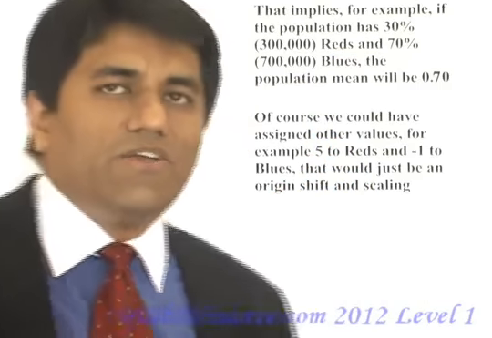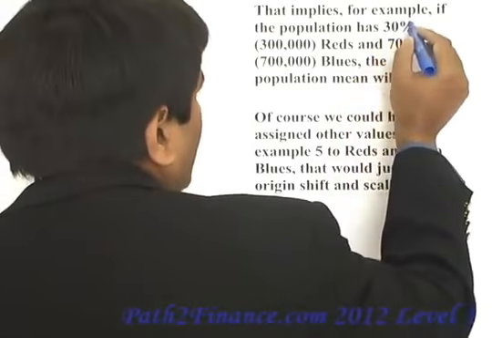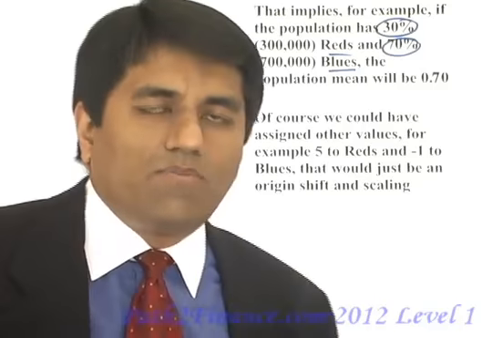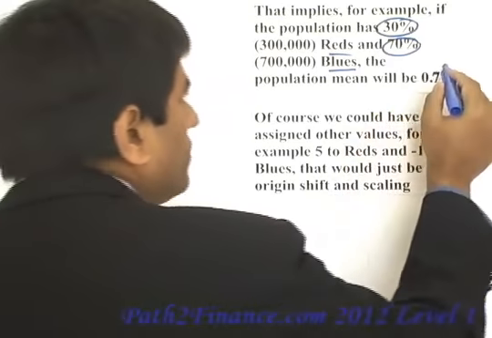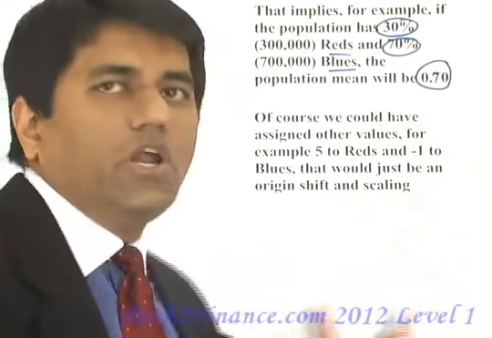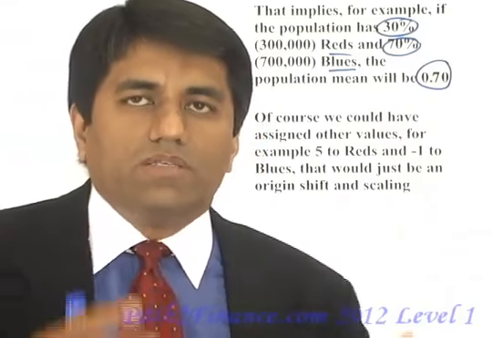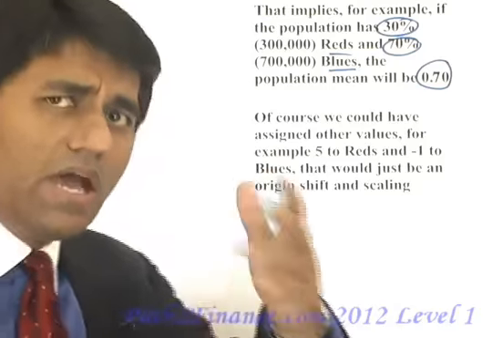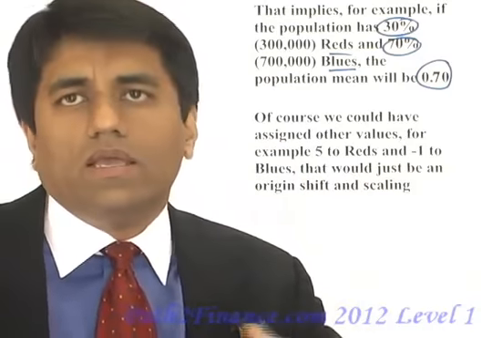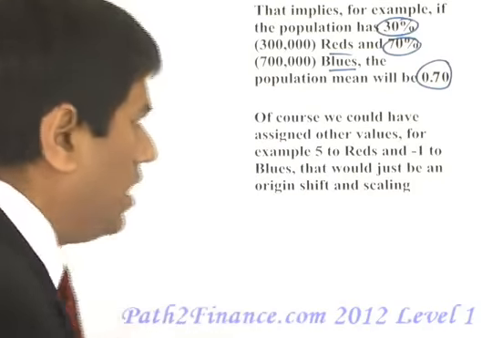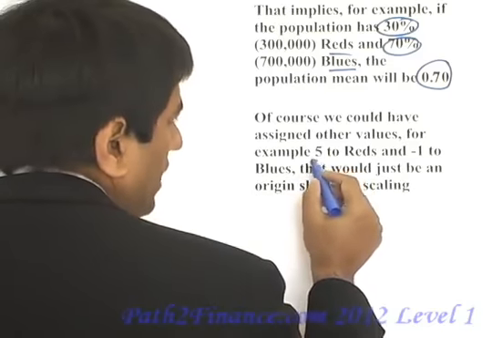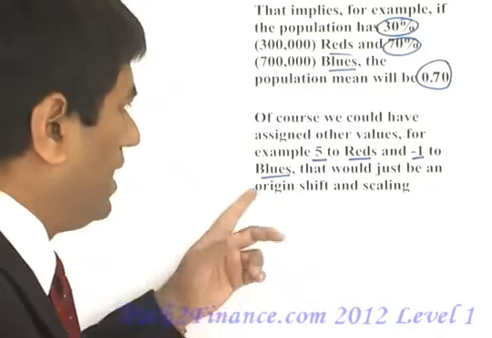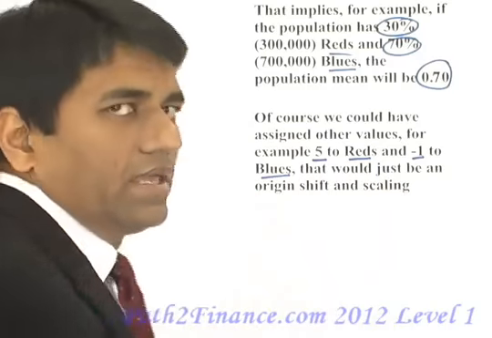Once we've assigned these values, now suppose the population had 30% reds and 70% blues, then the population mean would be 0.70, because each blue has a value of 1 and each red has a value of 0. Now you can assign different values. There's nothing special about 0 and 1. For example, you can assign 5 to reds and -1 to blues. So this would be an origin shift and also scaling.